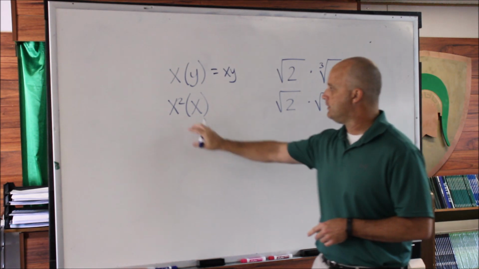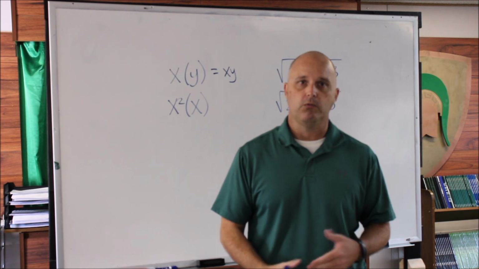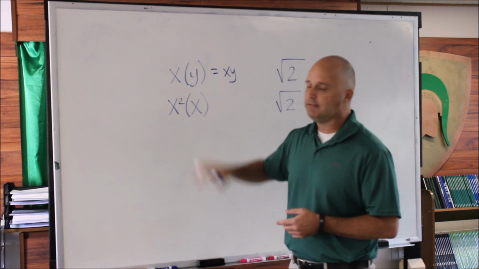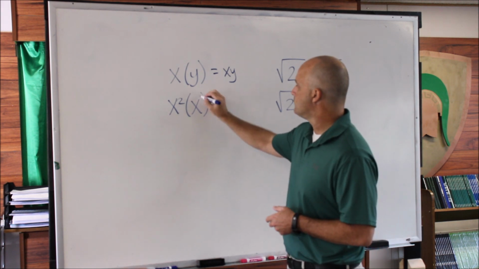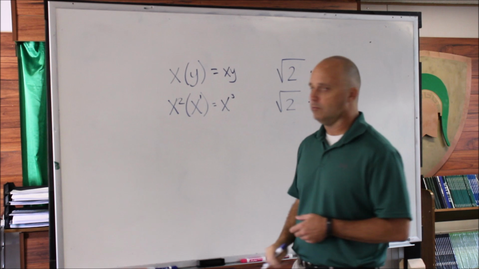But in our second example here, we've got x squared times x. Since we've got the same bases being multiplied together, you know that you can just go ahead and add your exponents, so you get x cubed.